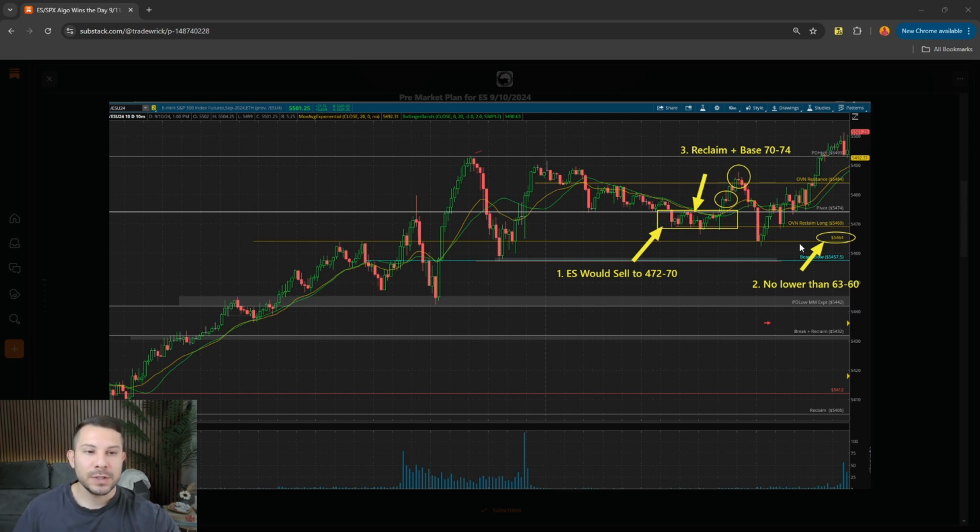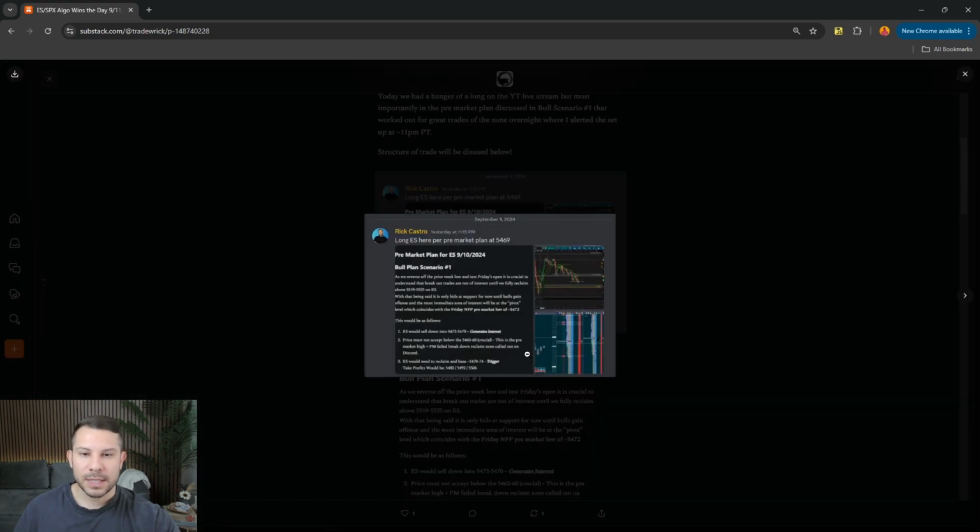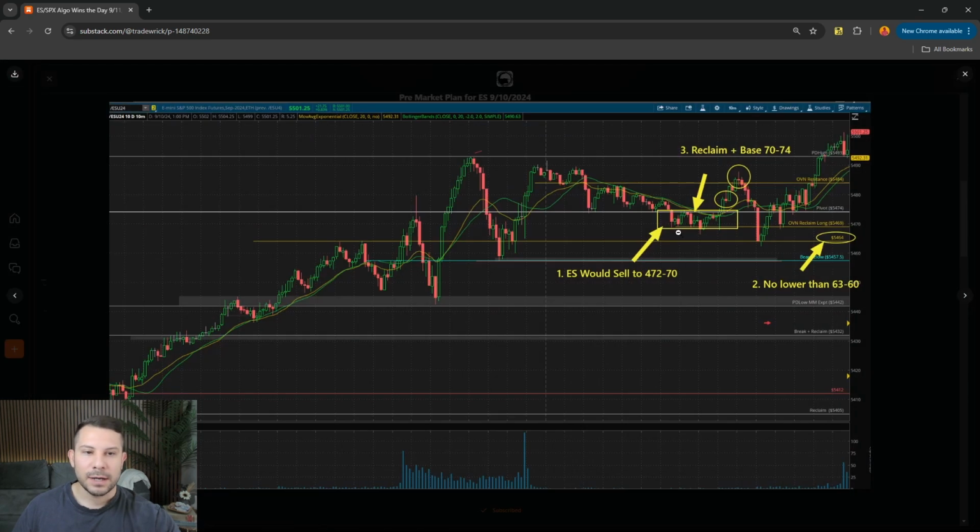So we got below 63, got right to the 63, didn't go any lower, and then we reclaimed the 74, price based there, and then we shot back up to 5,500. So that was me taking the trade, calling it out on the Discord as well. Overnight, you can see it's 11:15 p.m. there. That kind of coincides with the time of day during after-hours trading.